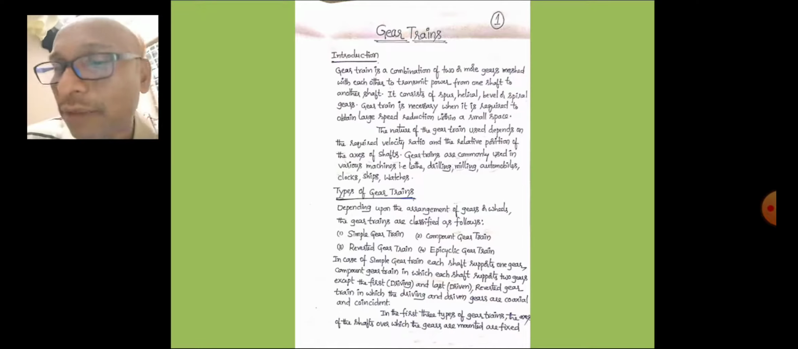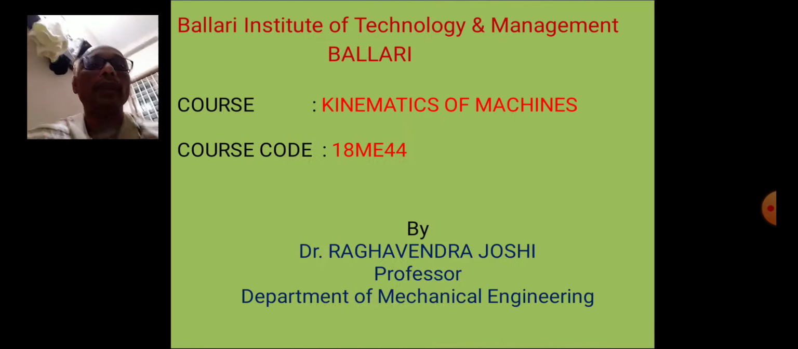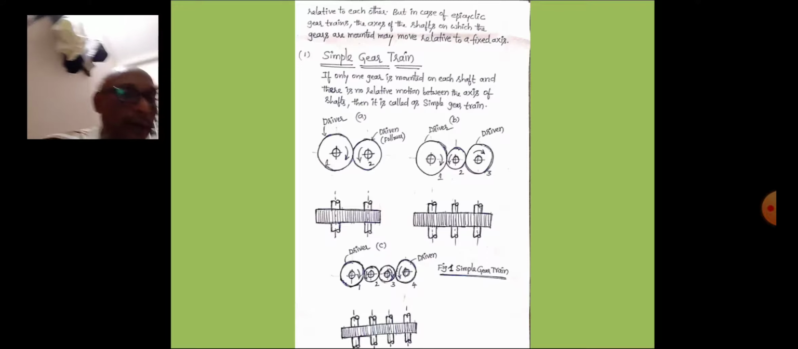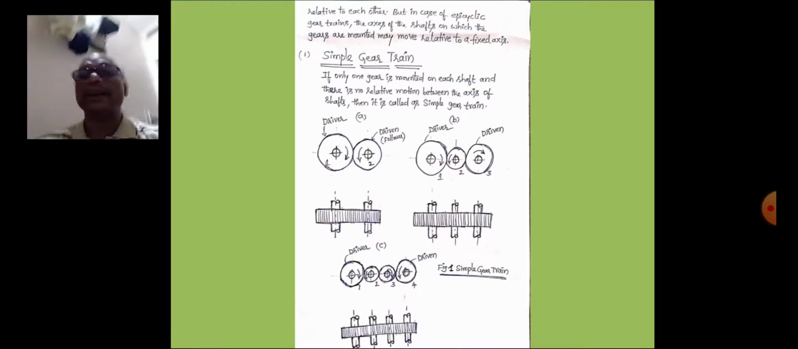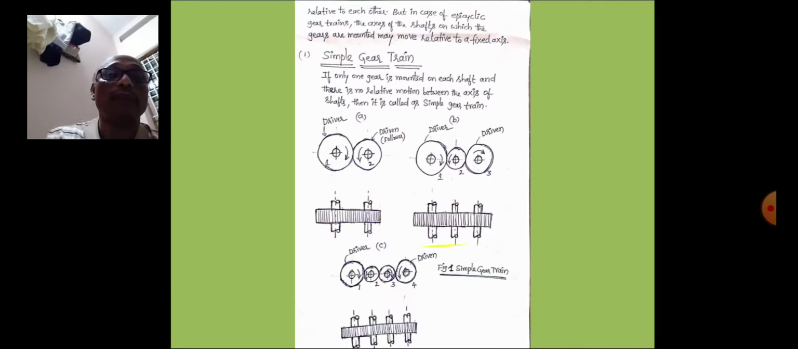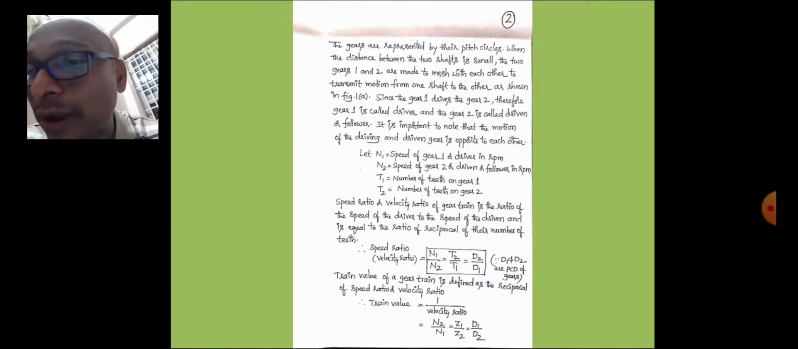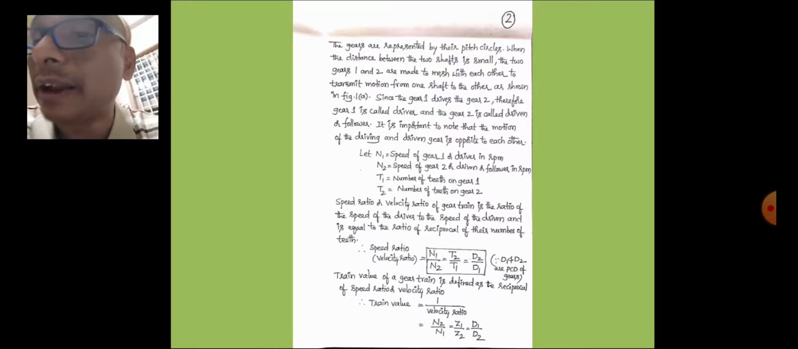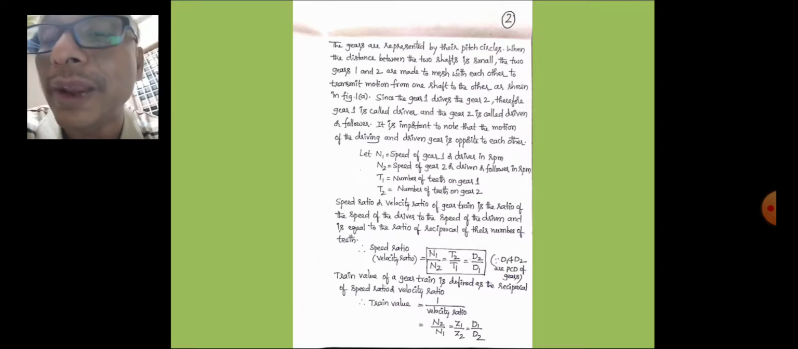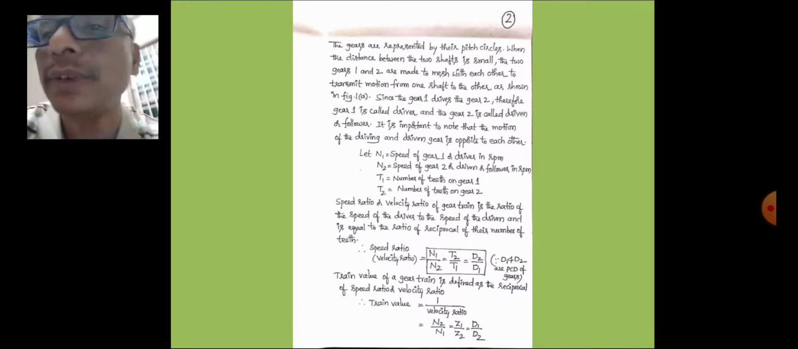So now for figure number 1b, let us see how to find the velocity ratio of a simple gear train in which there is one intermediate gear. Here, how many shafts are there? 3 shafts. On each shaft there is a gear. One is the driver, that is gear 1. The other is the driven or the follower, which is gear 3. In between the driver and the driven, there is one intermediate gear which is named 2.